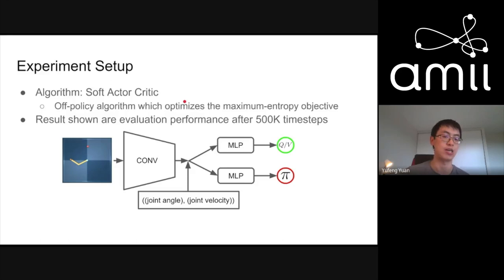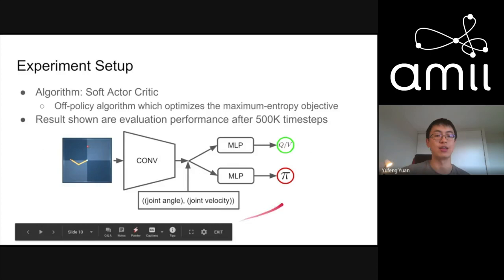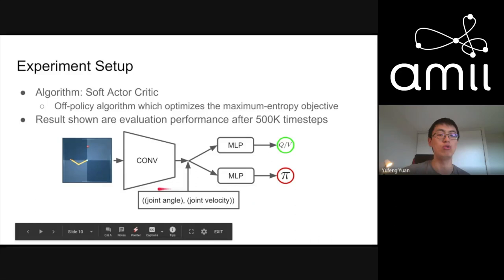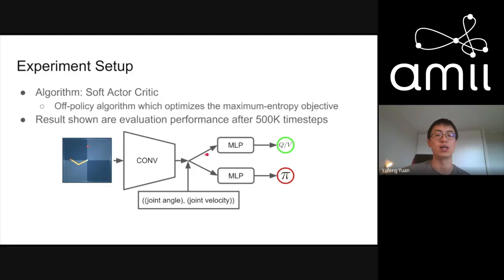And the model architecture we use is something like this. It's pretty similar to the model architecture we saw, and the only difference is that now we add the joint information after the convolutional part. It works in this way. We will still first feed the image into the convolutional part, and then we get the feature vector. After we get the feature vector, we concatenate it with the joint information and get a new feature vector. And then we feed this new feature vector to the actor MLP and the critic MLP respectively. So this is the model architecture under our multimodal observation space.